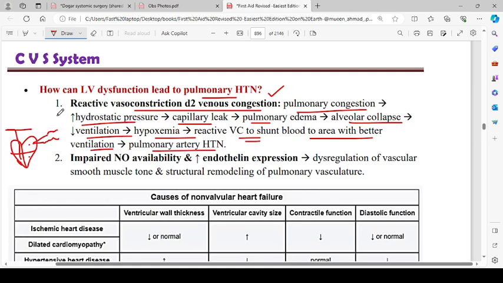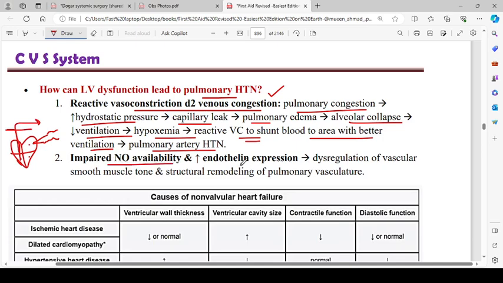The pulmonary edema will cause collapse of the alveoli. Now, as a rule, hypoxia in the lungs causes vasoconstriction. So these collapsed alveoli will produce hypoxemia and ultimately reactive vasoconstriction, and the pulmonary artery will then have a hard time to push the blood into the lungs. That will lead to pulmonary hypertension.